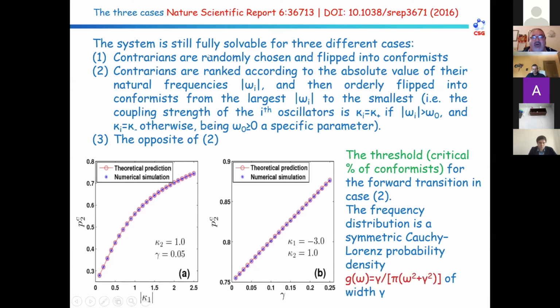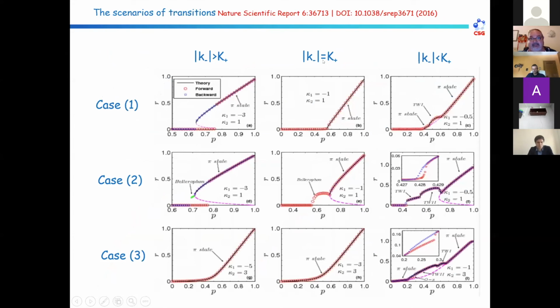And for each way, you can take the 2 values, the positive and negative, can be equal in absolute value, or one larger than the other, or the other larger than the one. So you have a 3 times 3 matrix of possibilities of transitions, and you see that indeed Bellerophon states occur very, very frequently in all such possible configurations. And these states are very much the same as the one I described before.